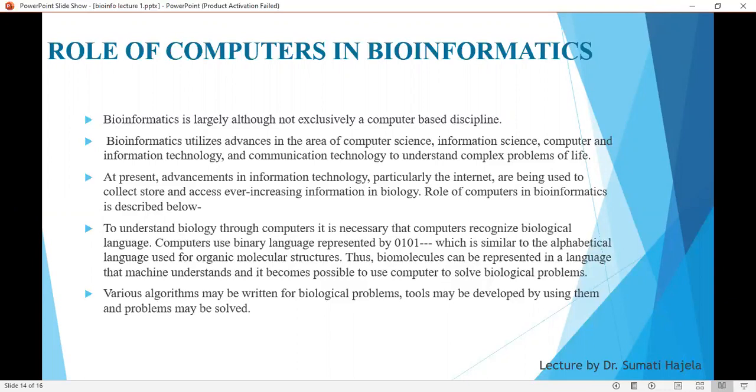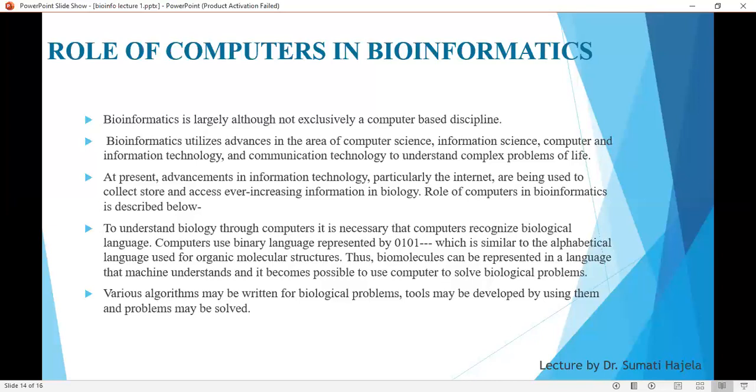To understand biology through computers, it is necessary that the computer recognizes biological language. Computers use binary language represented by 0 and 1, which is similar to the alphabetical language used in organic molecular structures. For example, AUGC for 4 nucleotides, which are basic units of nucleic acids DNA and RNA, and AGLMN for 20 amino acids, which are basic units of proteins. DNA and protein structures are strings of basic units, and these alphabetical strings can be stored in the form of binary language. Thus, biomolecules can be represented in a language that a machine understands.